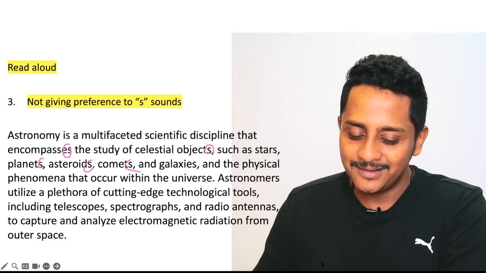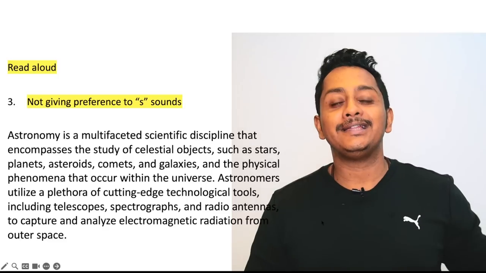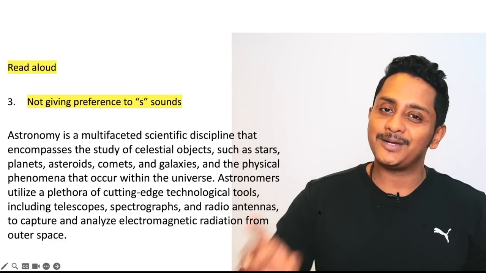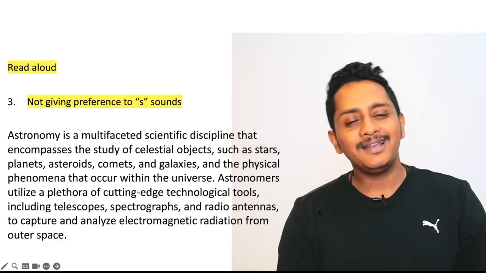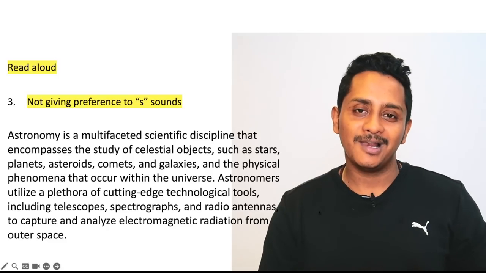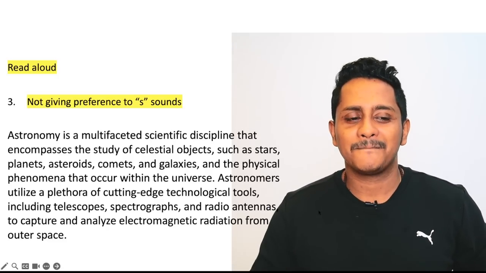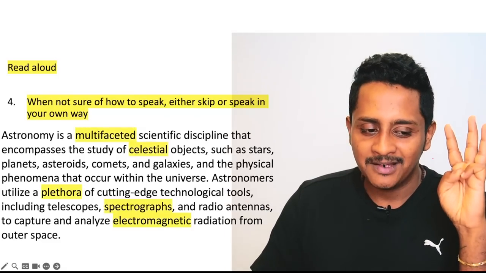As a newbie, what we think? Oh, we need to speak every word clearly. That's the mistake I did in my first attempt. I got 53 speaking. And the last attempt, fourth attempt, I got 90 overall because I was just being natural. That's the strategy number three.